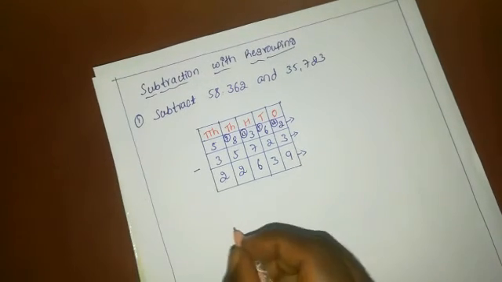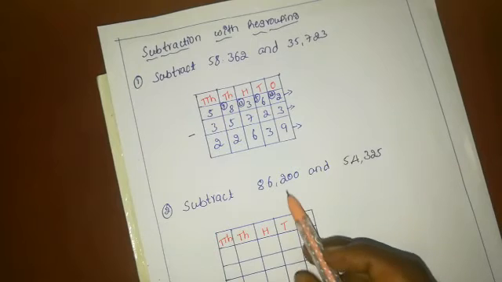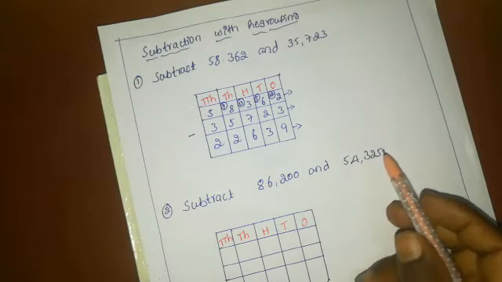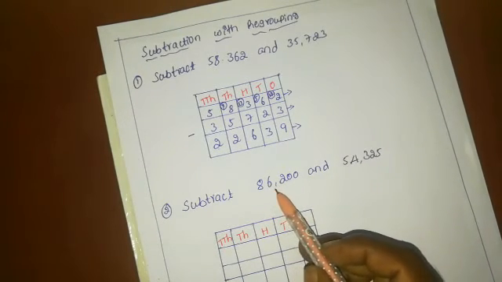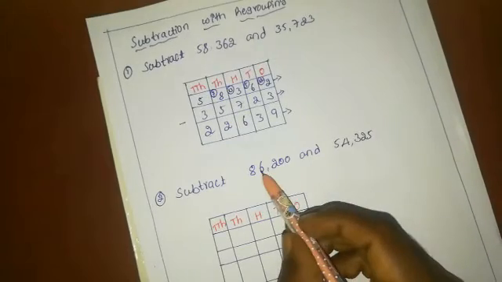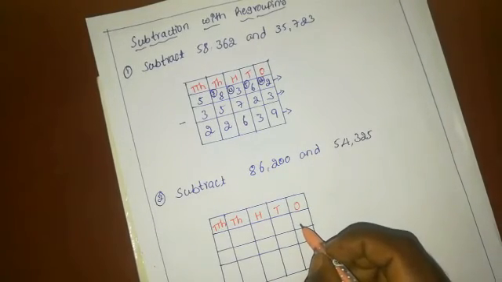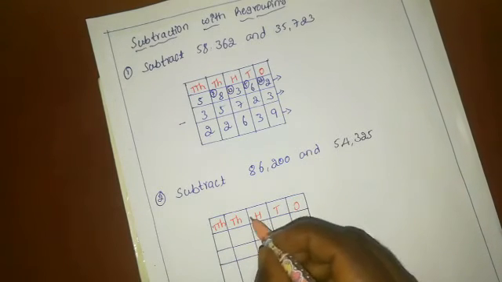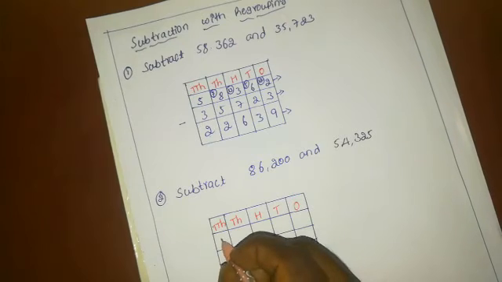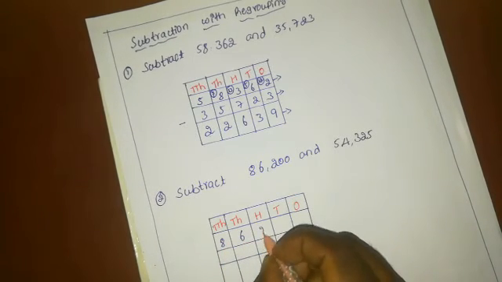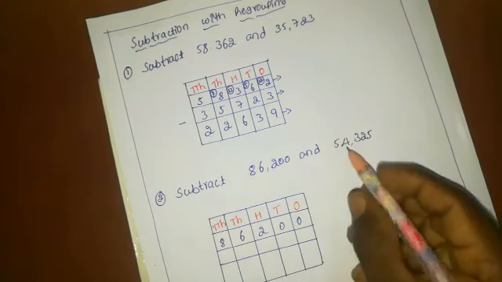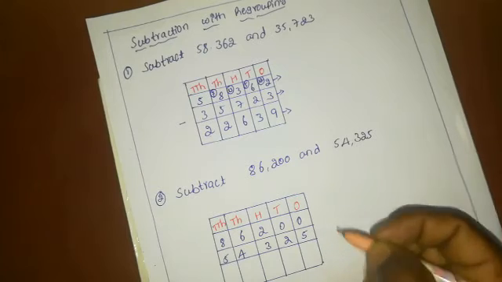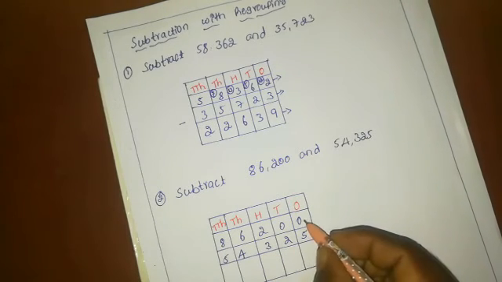You see one more example, and now we have to subtract 86,200 and 54,325, okay. Among these numbers 86,200 is the greater number, so we should write the greater number first and the smaller number second, okay. This is a place value chart. This is 1, 10, 100, 1,000 and 10,000, okay. We should write the greater number first, 86,200, and then the smaller number, that is 54,325, okay. Now we have to subtract this from this, okay.